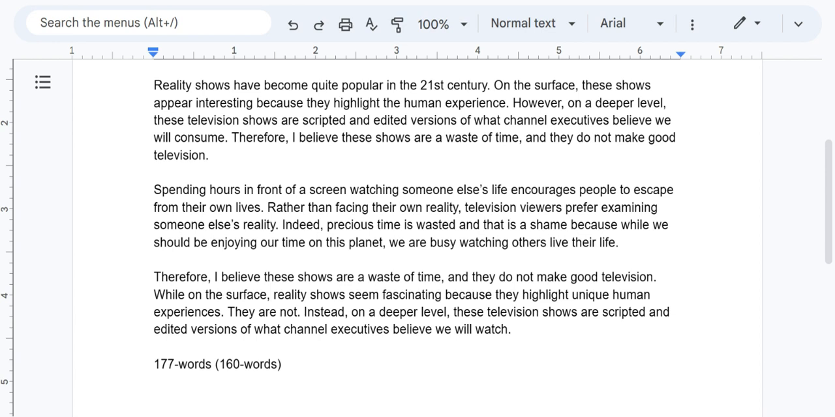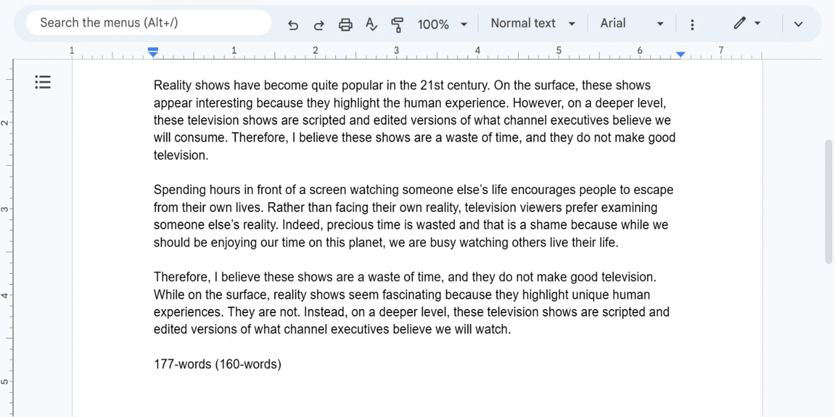Therefore, I believe these shows are a waste of time and they do not make good television. While on the surface, reality shows seem fascinating because they highlight unique human experiences, they are not. Instead, on a deeper level, these television shows are scripted and edited versions of what channel executives believe we will watch. I actually, right writers, really like my introduction and my conclusion. I'm going to start by deleting some, I think, repetition in my conclusion and shrink that first to try to get it to 160 words. And then again, make a couple of changes in the body paragraph. But overall, I have to say, I'm impressed with my introduction and conclusion under the time constraints.